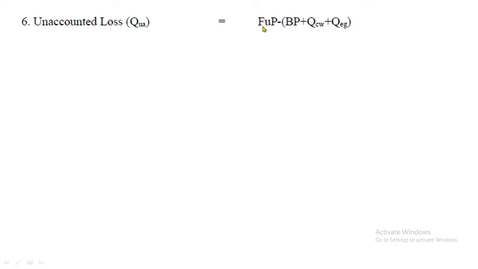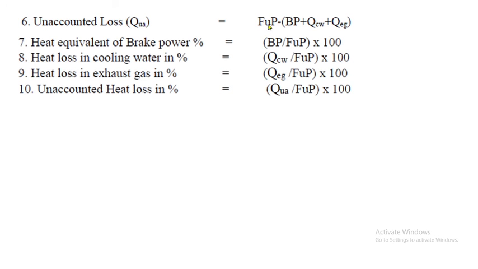Say, for example, fuel power is 100 kilowatt. If I add all these things, I should get 100 again. If we didn't get this 100 value, it means there are some more losses. These are unaccounted losses. So after calculating all these values, we can find the unaccounted loss. Now we are going to calculate the percentage heat equivalent of brake power: the percentage of brake power we produced with respect to the fuel power.